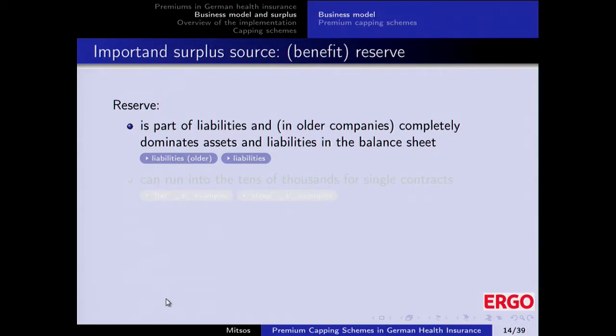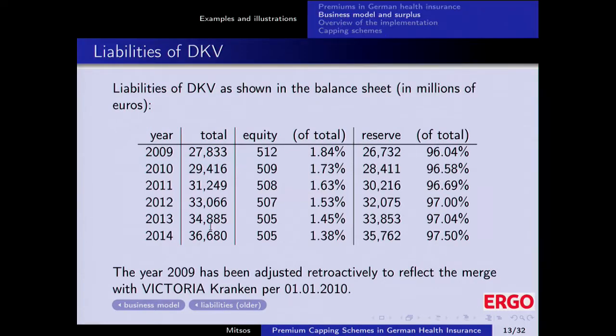Especially the reserve. It is balanced as a part of liabilities, and we can see here it completely dominates our balance sheet. This is the balance sheet of DKV, passiva liabilities in millions of euros. We started with something like 28 billion, and here we are at 37 billion. The equity is almost constant, and something like 97% of liabilities is the reserve. It's a big amount of money.